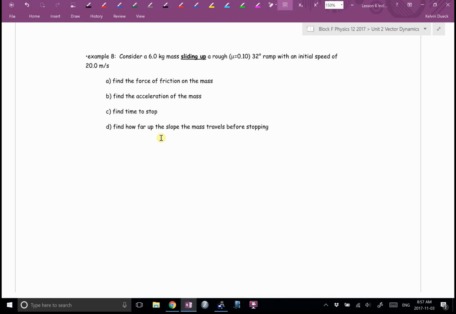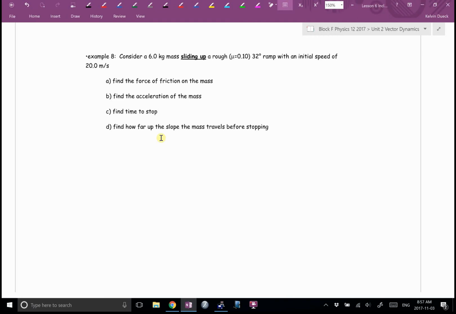What two words did I underline, Alec? Sliding up. Or if I wanted to give you a different one, I could also have done sliding down. Those are the two variations on this. So in this case, we're sliding up a rough ramp. Oh, and they gave me an initial speed, 20.